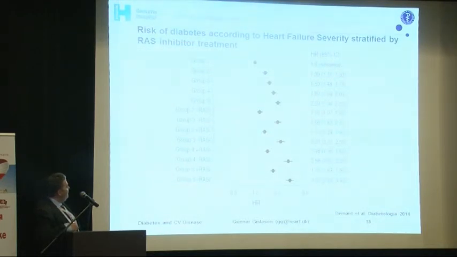But when we stratified patients according to whether they received ACE inhibitors or not, we could see that in all groups, patients receiving ACE inhibitors or angiotensin II receptor blockers had a much lower risk of developing diabetes compared to patients who are not receiving ACE inhibitors. So it seems like not only are ACE inhibitors beneficial on the prognosis in heart failure, but they also lessen the risk of developing diabetes.